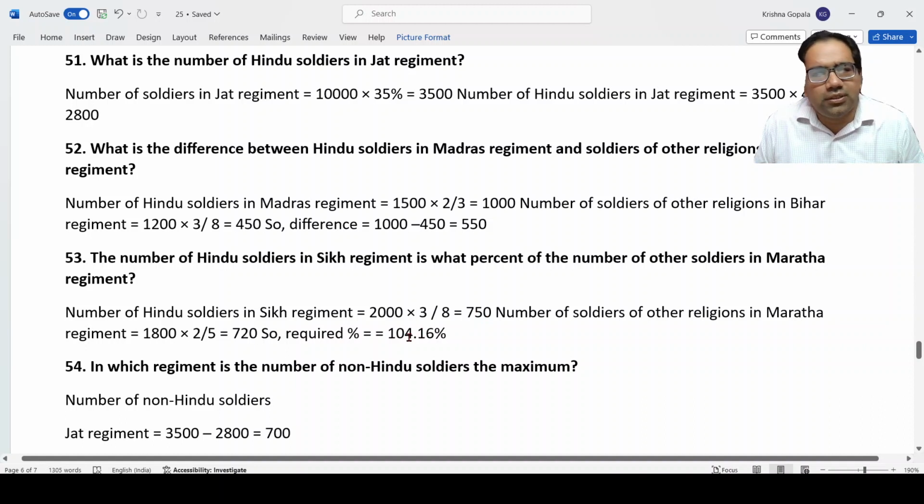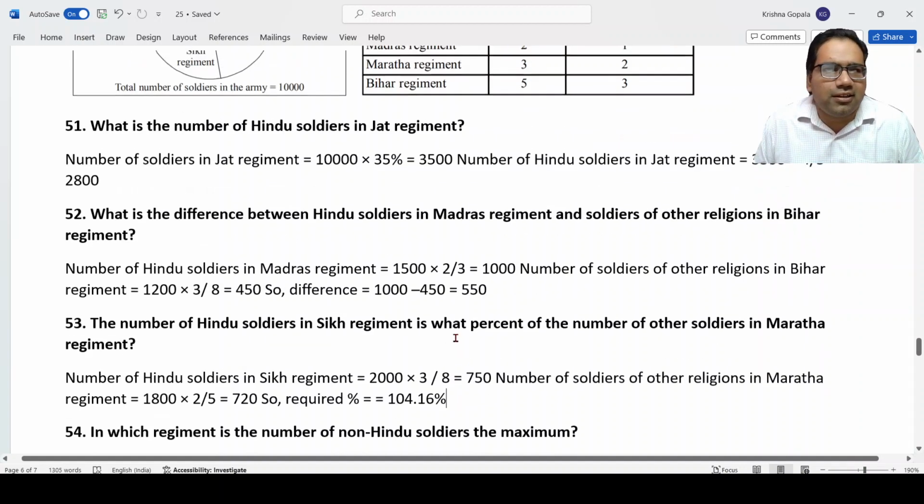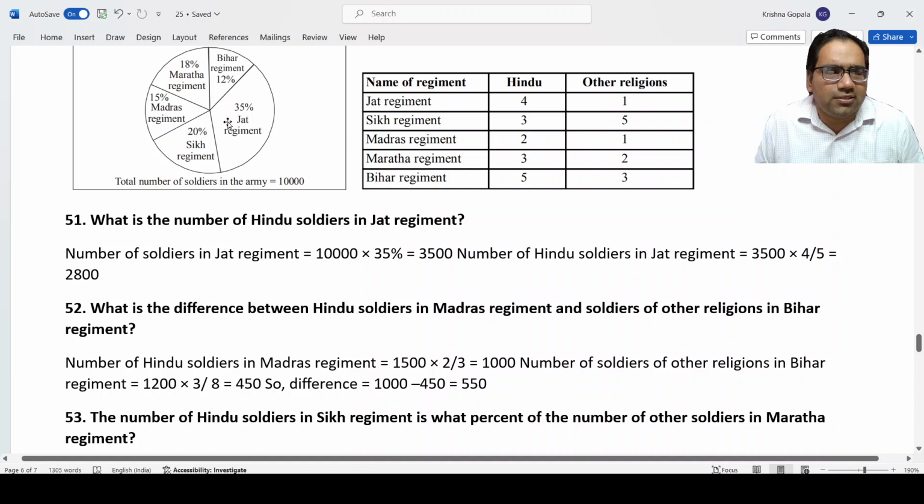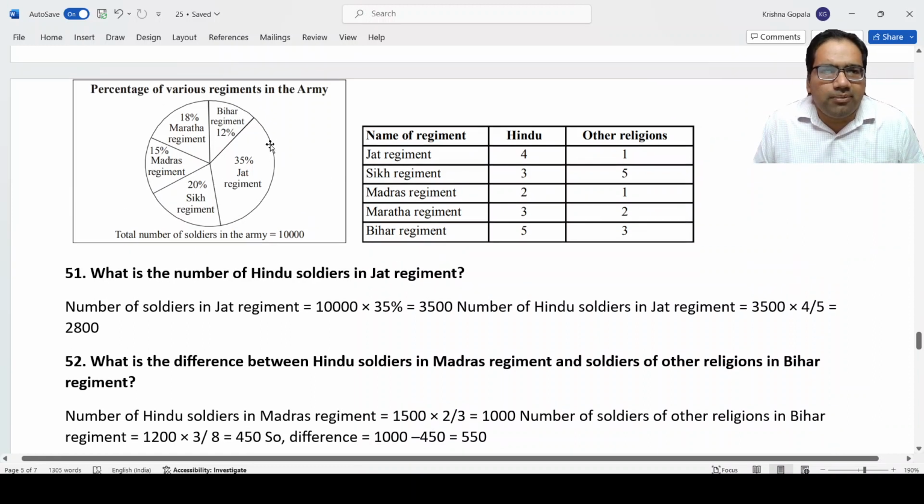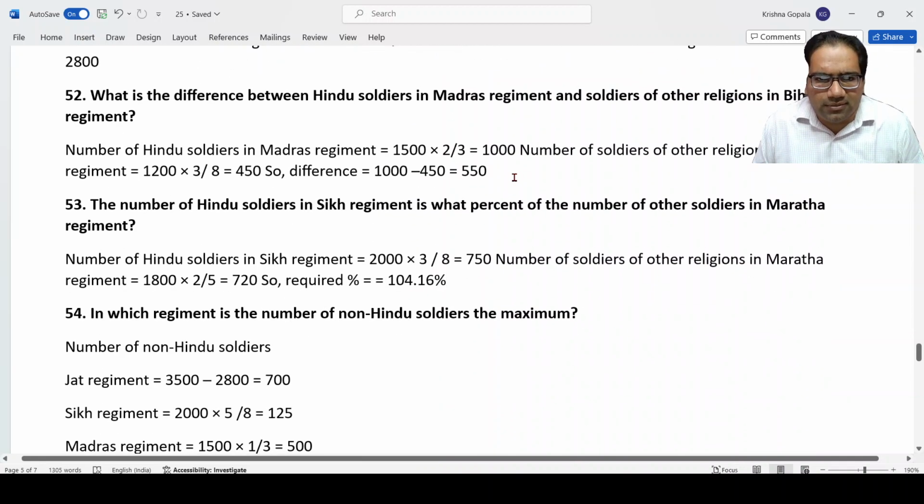75 by 72 roughly translates to 104.16%. This calculation you can do, right? These are plain, easy calculations, that's why I'm going fast. There is no confusion here. The only thing we have to understand is that in 10,000 army men, there are different regiments, and within each regiment there is a distribution between Hindu and other religions.